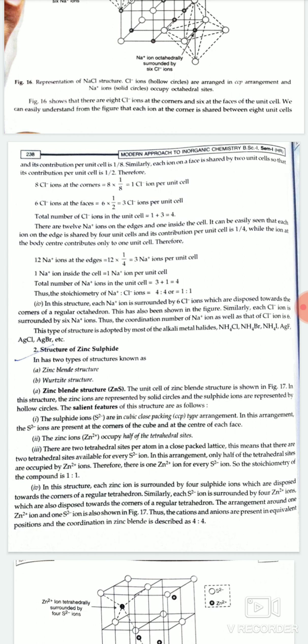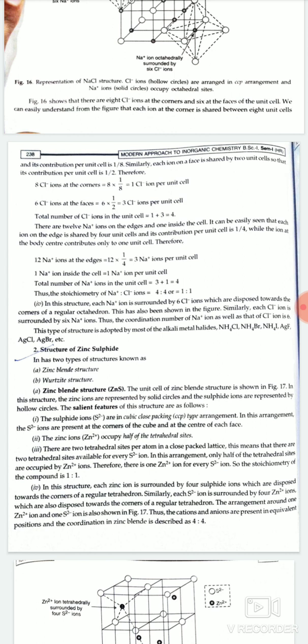The unit cell of zinc blende structure is shown in the figure. In this structure, the zinc ions are represented by solid circles and the sulfide ions are represented by hollow circles. The salient features of this structure are as follows. First, the sulfide ions are in CCP type arrangement. In this arrangement, the S2- ions are present at the corners of the cube and at the center of each face. Second, the zinc ions occupy half of the tetrahedral sites.